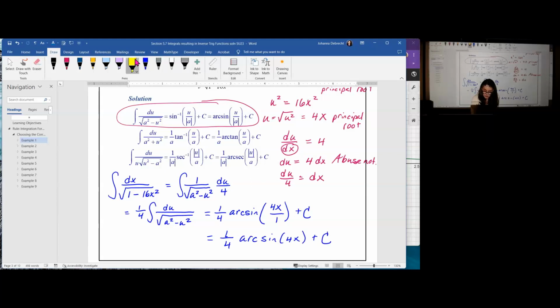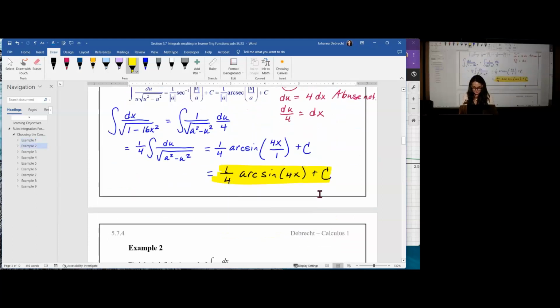Now, you may be worried about the fact that we have this 4x in there. Notice that the formula does not put u in absolute values. Arcsecant does, it has to, but arcsine does not. Let's go ahead and turn our attention to example 2.